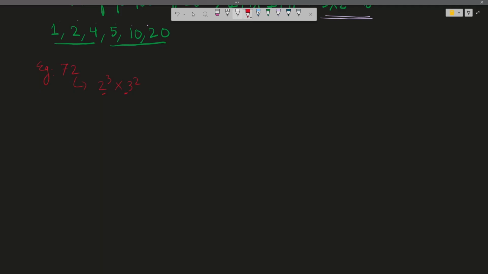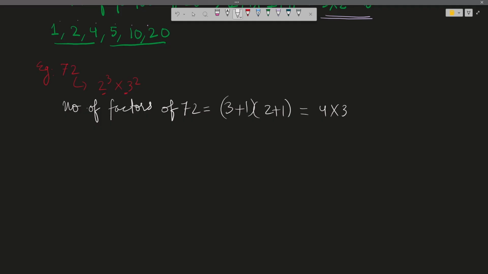So if 72 can be expressed in the form of 2 to the power 3 into 3 to the power 2, then the number of factors of 72 will come out to be 3 plus 1 multiplied by 2 plus 1. That gives us 4 into 3, that is 12. You can even check by yourself whether the factors of 72 are 12 or not. Or even if you don't want to check it, it is very obvious.